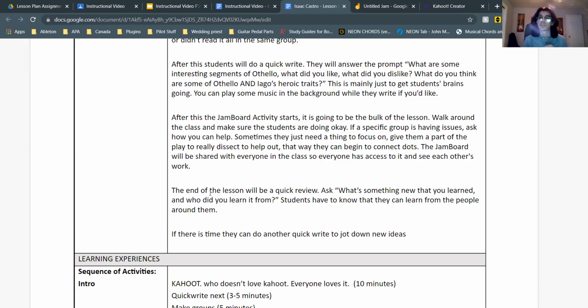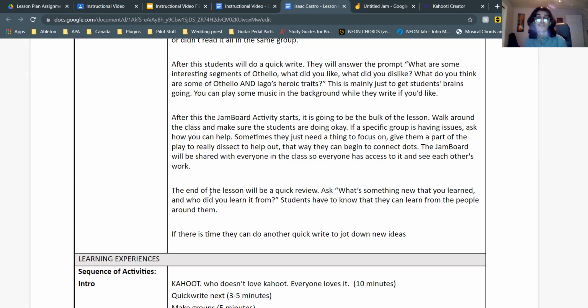I just want them to start to connect dots. So if they're having an issue, try to find a way to help them connect dots to certain things in their life or things they've seen on the news. Everyone in the class will be able to see it, so you'll be able to see what groups are struggling and which ones are prospering.